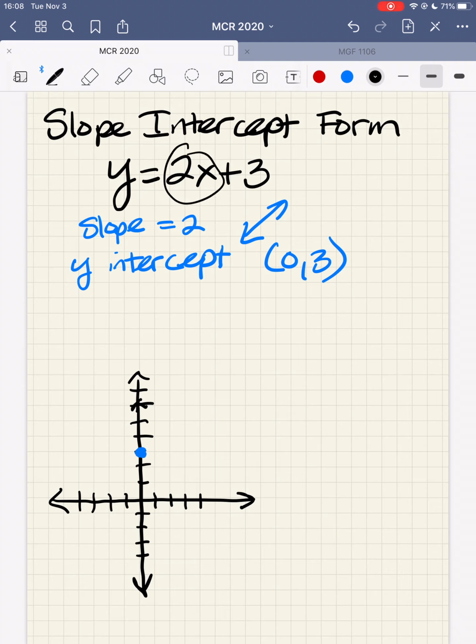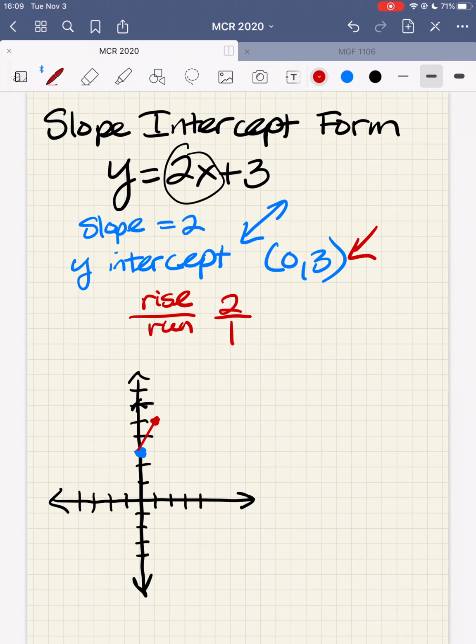But I don't necessarily need to plug another point into an xy table. I can navigate to the next point using my slope, and I can do this one of 2 ways. My slope is 2, which as rise over run is 2 over 1. So my rise is 2, my run is 1. That means from the point of my y-intercept, I can go up 2 and over 1 and have my next point.